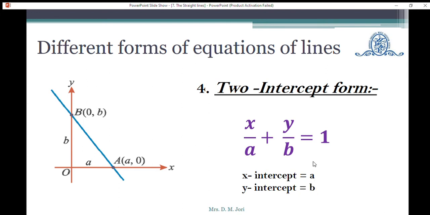If both these values are known or given, we can find the equation of that line by using the two-intercept form. The form is x upon A plus y upon B equal to 1.